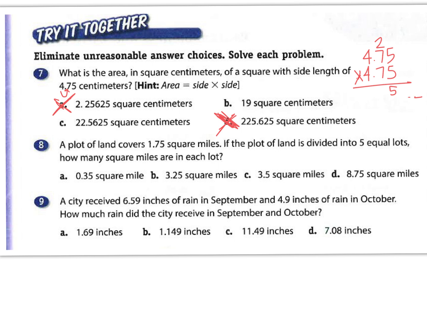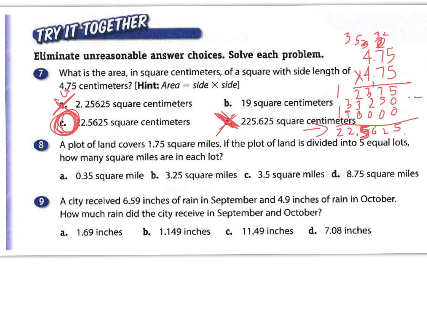Actually, I will pause and solve this, and then you can solve it and then check your answer with mine. All right, for my answer, I got 22.5625, which is C. Is that what you got? Remember, hopefully you remembered that you can multiply as whole numbers, but then we had 1, 2, 3, 4 place values to go over. So 1, 2, 3, 4 is where that ended up.